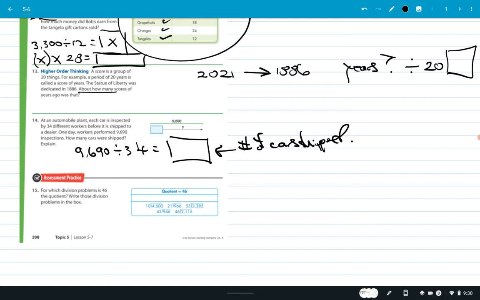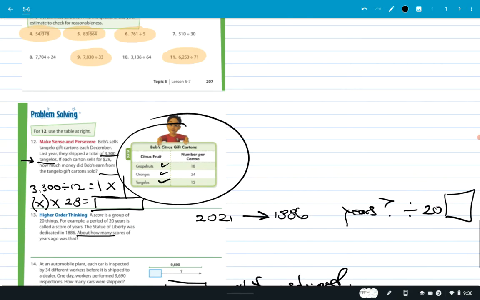It says, for which division problem is 46 the quotient? And let me ask the question. Mr. Willard, what does quotient mean when we're talking about division for 50 points? Do you remember? No? Mr. Cosgrove, 100 points. What does quotient mean? You don't know? Okay. Mr. Williams, 150 points. Quotient. Remember what quotient means? No? Okay. So let's go back.